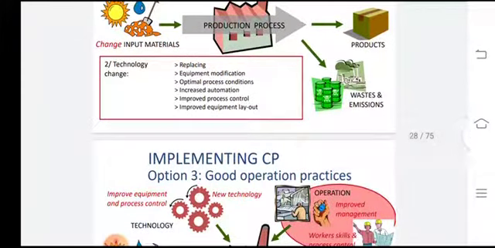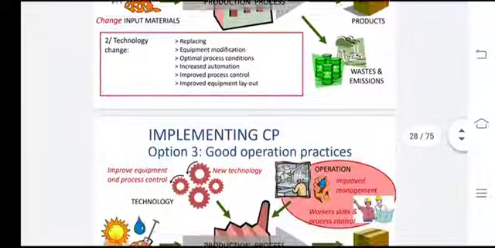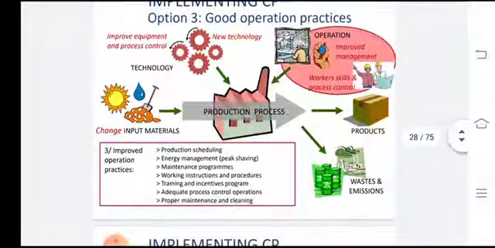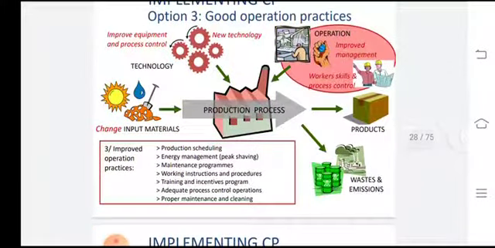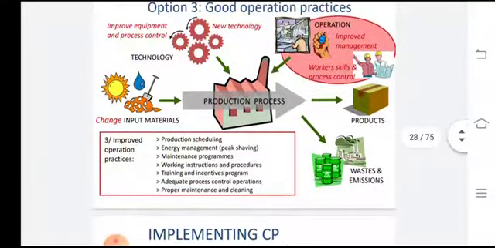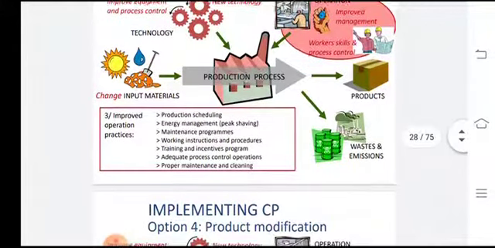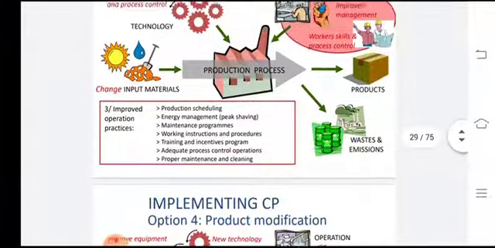Then we have production processes and operations. How we can modify the operations? Improved management, workers skill and process control, production scheduling, energy management, all these are the options for the operation.